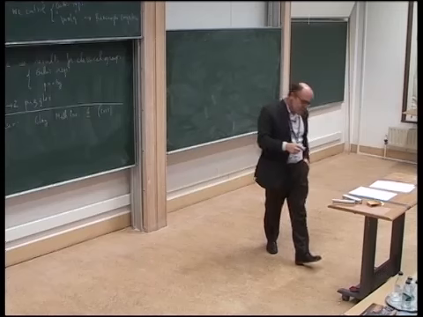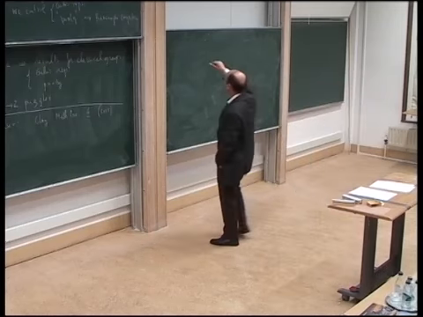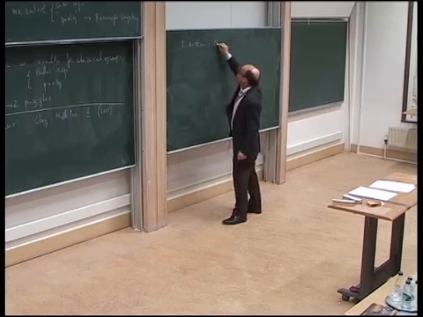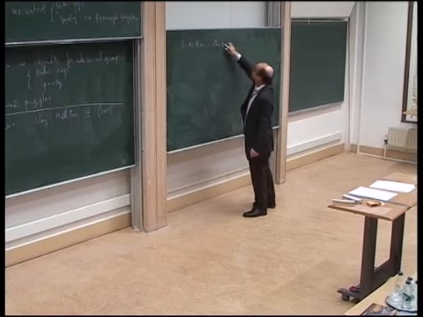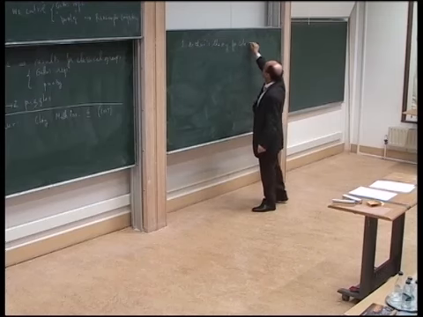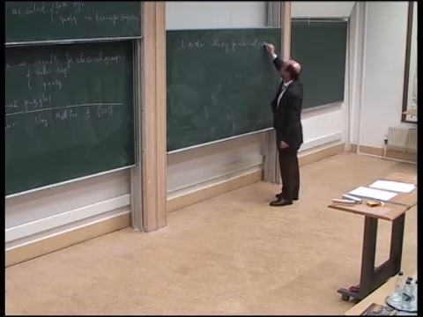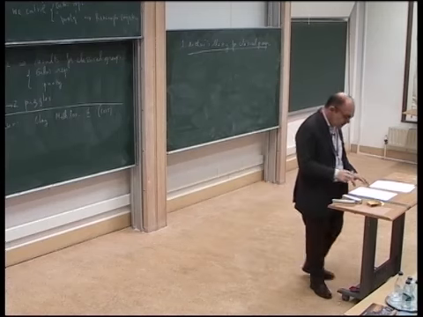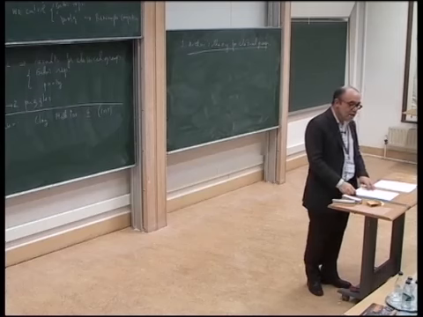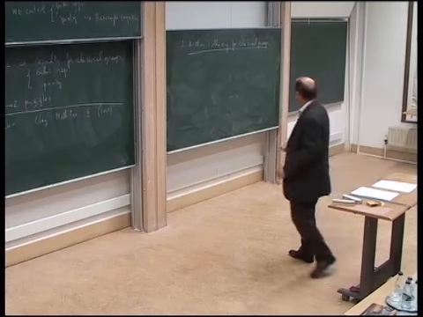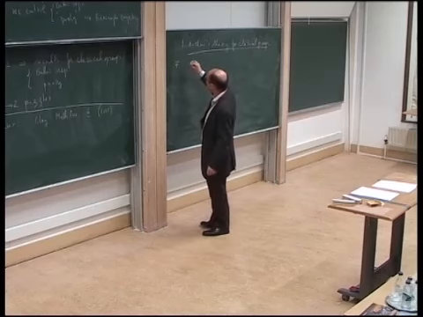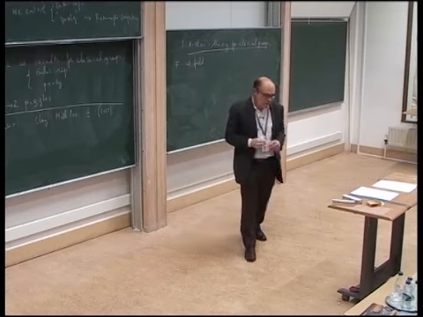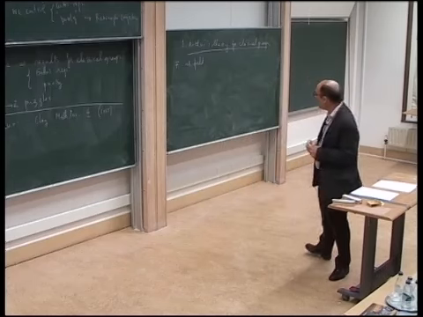Okay, so let me start with Jim Arthur. So this is really propaganda. I want to try to show you that Arthur's description is really understandable. So F is a number field, arbitrary so far. And G is going to be a classical group over F.